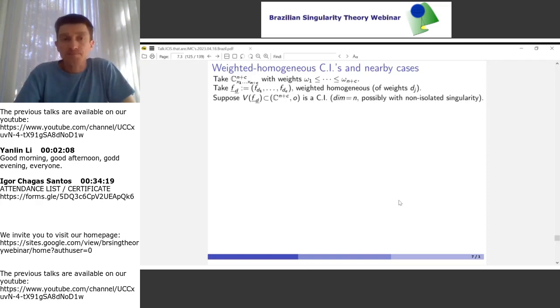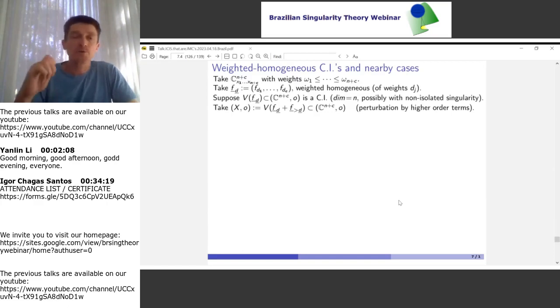And let's take the complete intersection. Now it is of dimension n, not necessarily a surface, arbitrary dimension, and it could have non-isolated singularity. Just some complete intersection; being a complete intersection, of course, is a restrictive condition. And now perturb the complete intersection by higher order terms, higher order with respect to the weights. So we will get here X0, a germ of dimension n. Again, it is a complete intersection. And below, I will assume that this X0 has isolated singularity. So the initial, its leading part could have non-isolated singularity, but this X0 has isolated singularity.